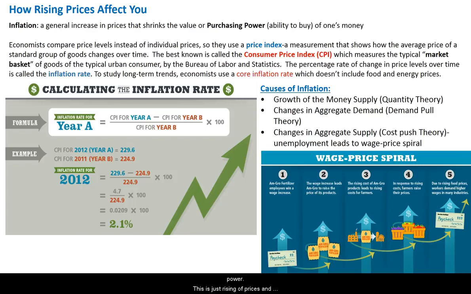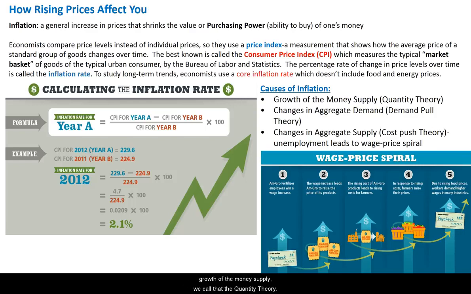This is just rising of prices, and so we're going to look at what's called a consumer price index. Whenever you see index, just kind of think average. So to calculate if prices are rising, we won't look at every single good being purchased or produced, but we will look at what we call a market basket, which is just kind of a select group of products that the typical urban consumer buys. And the Bureau of Labor Statistics, again, looks at this to calculate that.